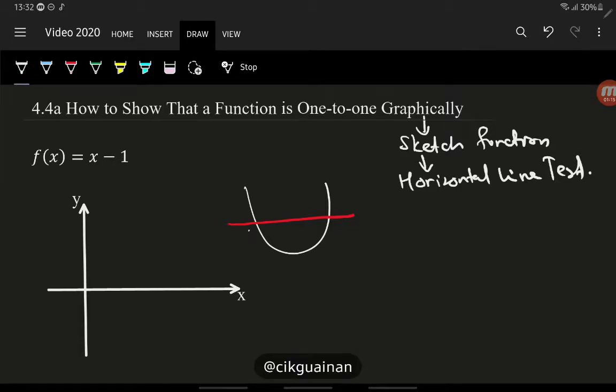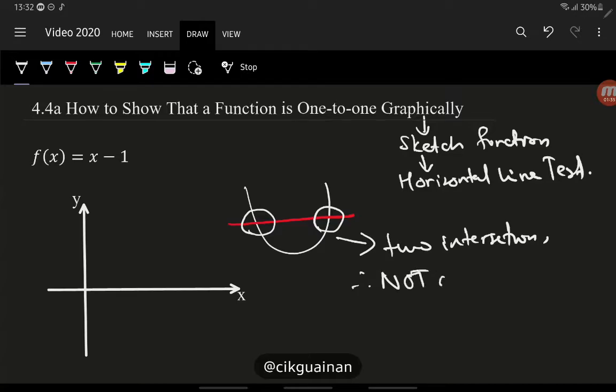Now, if the line has more than one intersection like this, it means that the function is not one-to-one. So this one, two intersections, therefore not one-to-one, and also no inverse. So this is what we want. Actually, we want to know whether the function has an inverse or not by performing the horizontal line test.